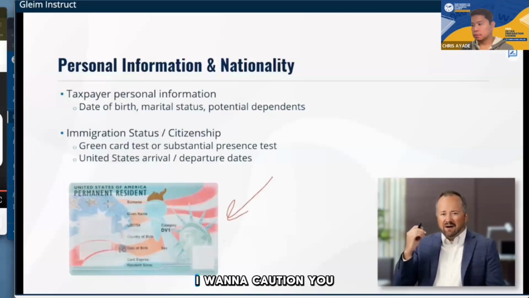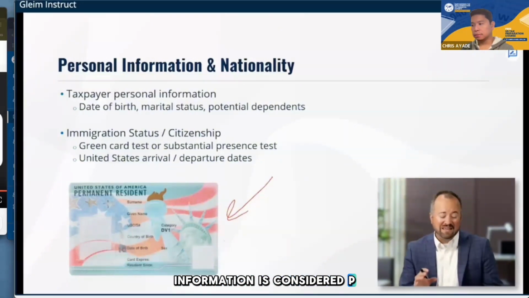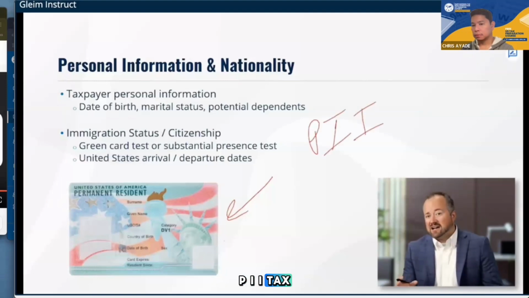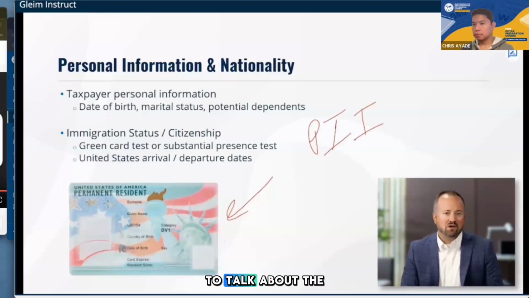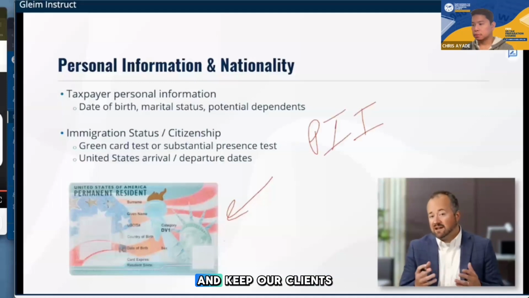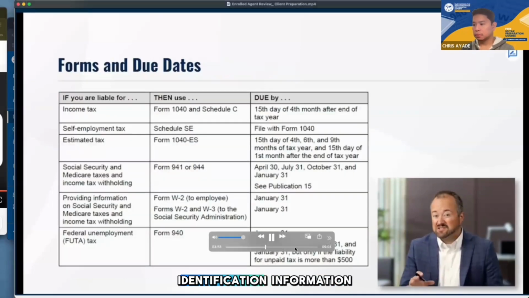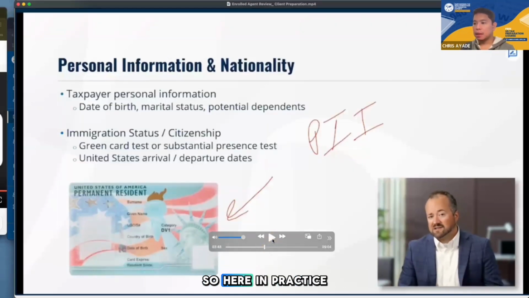So at this point, I want to caution you with the information you are gathering. A lot of this information is considered PII, or personally identifiable information. Tax professionals are required to keep this information secure, and we must remain diligent at all times. While it's a bit early in our journey to talk about the exact requirements, we can certainly start to consider how we safeguard this information and keep our clients safe. All right, so at this point, we've got the basic identification information.